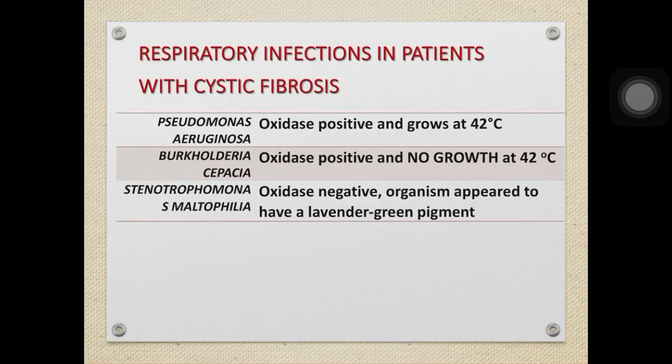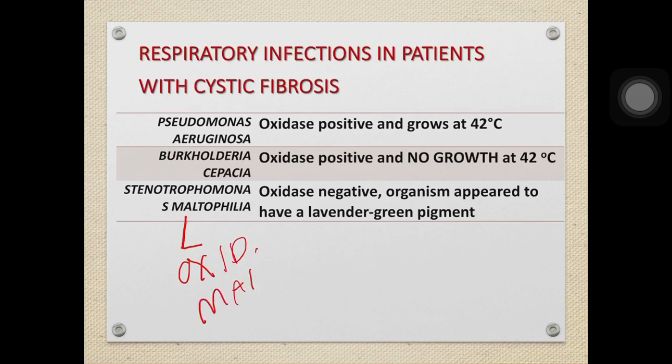Respiratory infection in patient with cystic fibrosis. Nakita niyo po dito yung tatlong organism or tatlong example ng organism causing respiratory infection in patient with cystic fibrosis: Pseudomonas aeruginosa, Burkholderia cepacia, Stenotrophomonas maltophilia. Pangalan pa lang, Stenotrophomonas maltophilia, oxidizer of maltose.